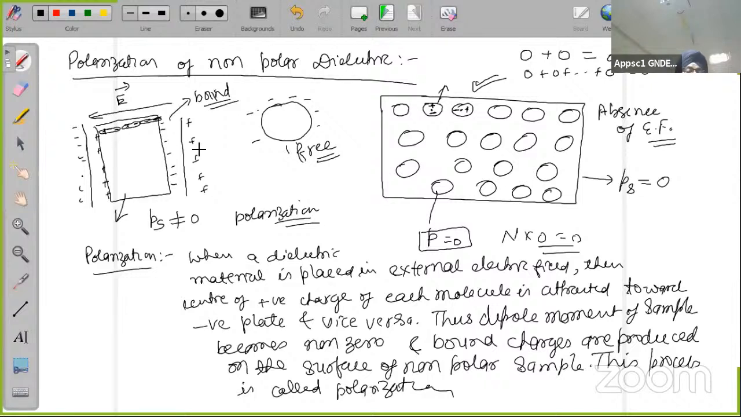So negative charge will be attracted toward the positive plate, and positive charge will be attracted toward the negative plate. As a result, you will get a dipole moment of the material. So polarization is the conversion of zero dipole moment into non-zero dipole moment by applying an electric field. Is it all right, sir? Any other question? No, sir.